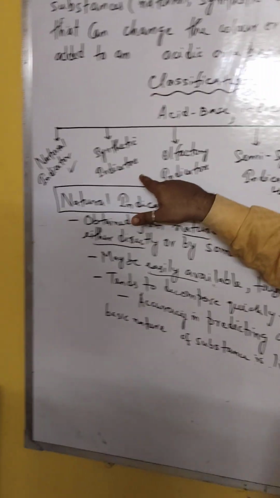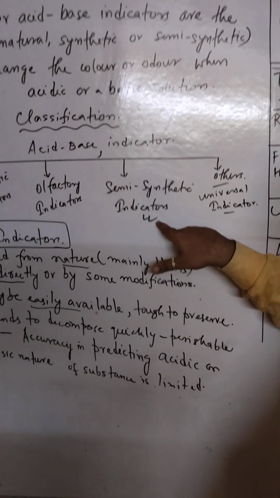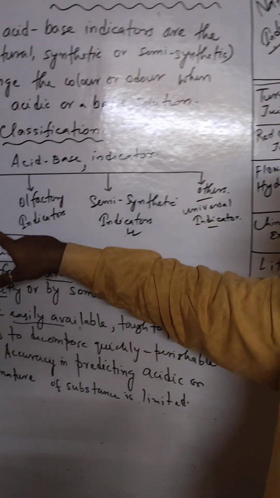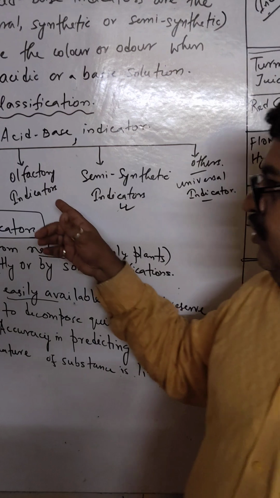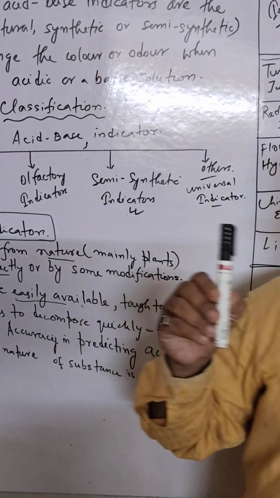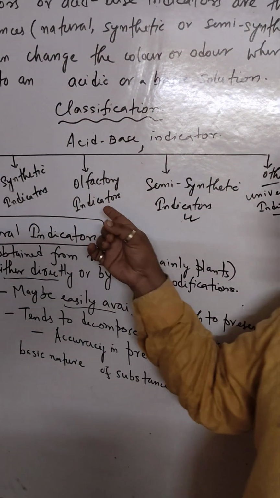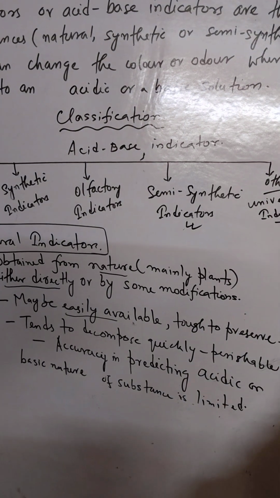We will discuss only up to the olfactory. The semi-synthetic we have discussed. Synthetic and universal will come in the next video. Now coming to the olfactory indicators. Olfactory means smell. This was very commonly used once upon a time.